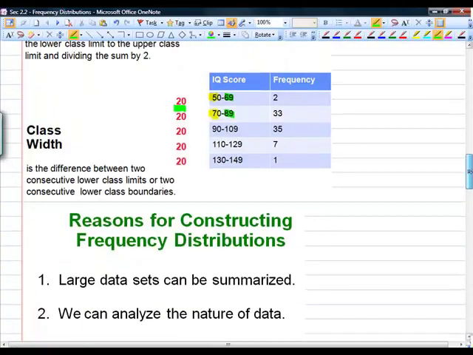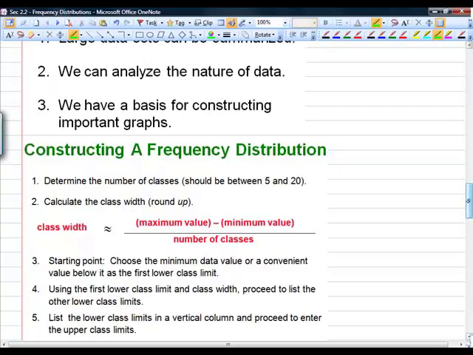In the previous example, how many classes did we have? We had 1, 2, 3, 4, 5 classes. So once you determine the number of classes, typically at least 5 and no more than 20, otherwise the data gets too cumbersome, you can always adjust your class width somewhere in there. So we're going to calculate the class width and always round up.